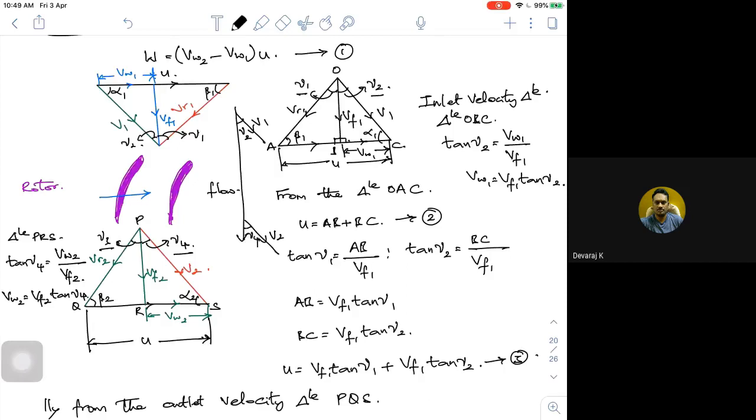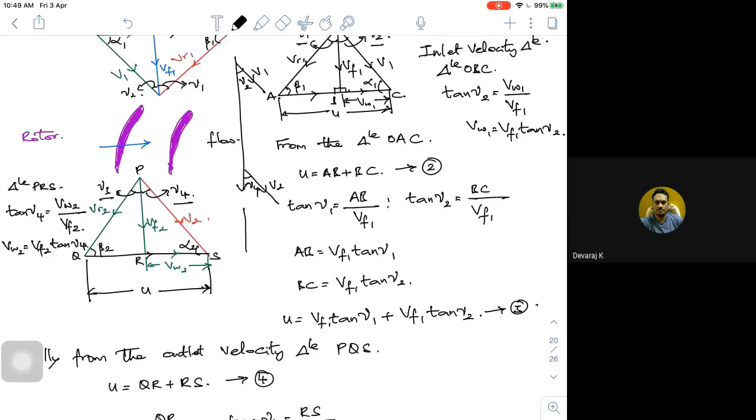This is the flow direction, the direction in which the fluid is flowing. So in the fluid flow direction, what is the corresponding velocity? The velocity makes an angle, and it is the direct information with respect to the energy transfer, rather than your blade angles.